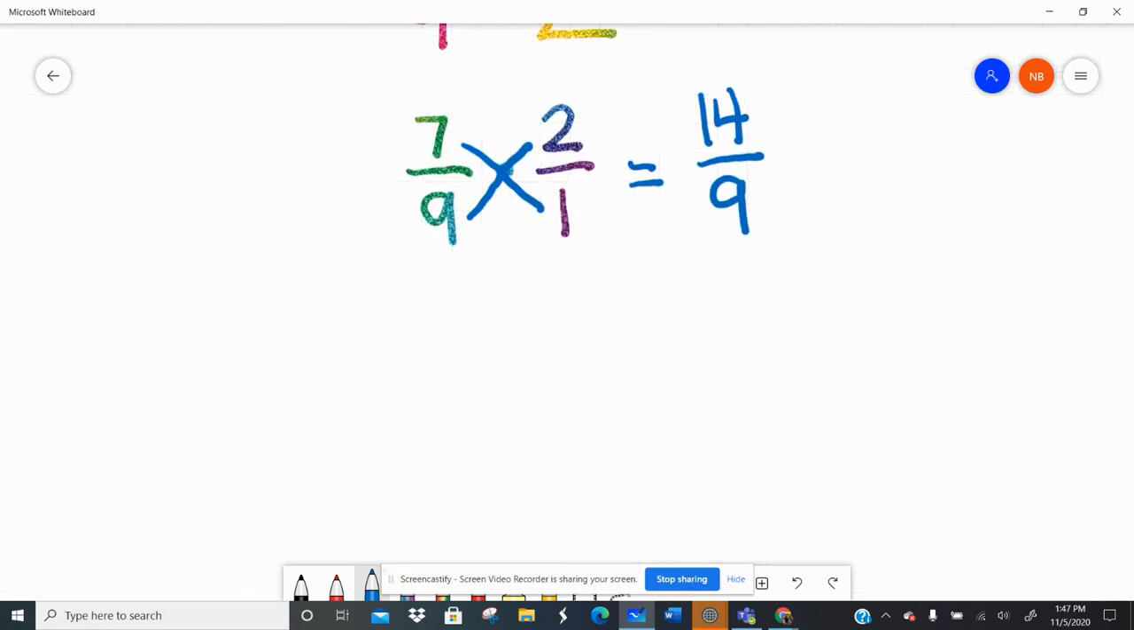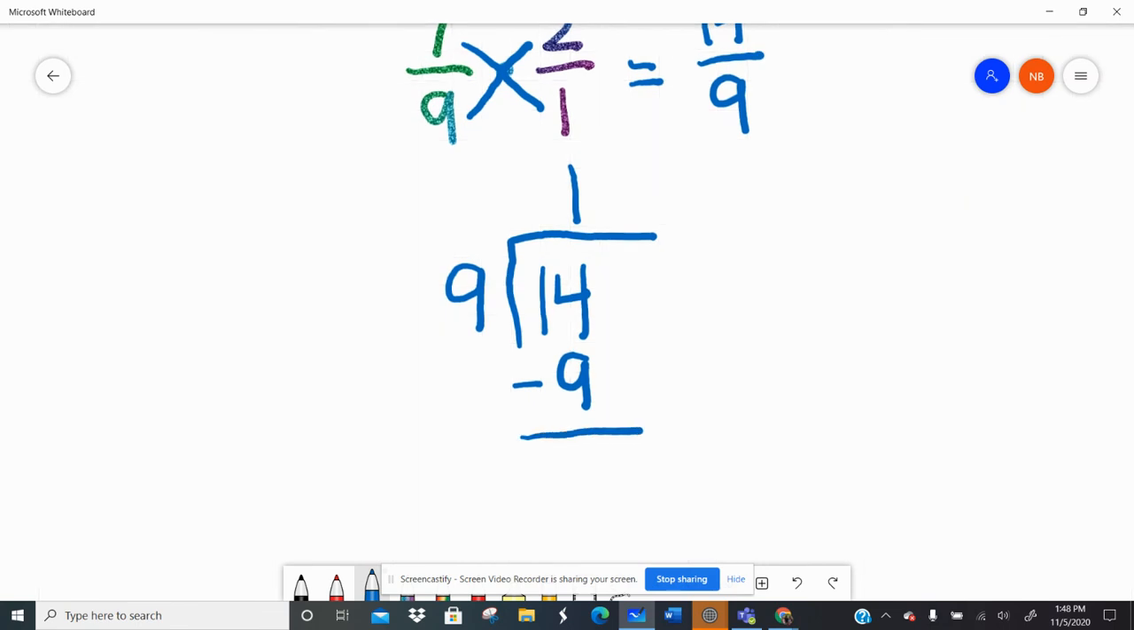I have that improper answer, so I make it a mixed number. 14 divided by 9. 9 goes into 14 just one time. 1 times 9 is 9. And 14 minus 9 is 5, right? And if you need to use your fingers or your toes or whatever you need, remember, there's no shame in using strategies to help you with your multiplication, your addition, your subtraction, or your division. So this is a judgment-free zone.